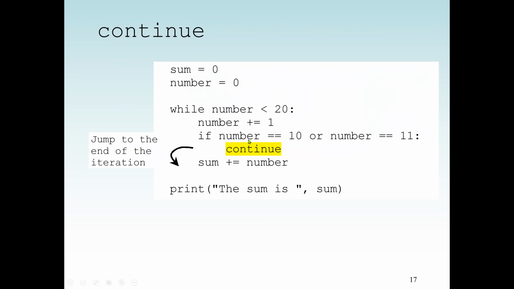So what we are doing here is adding the numbers 0, 1, 2, 3, all the way to 19, while the number is less than 19. But when we reach 10, we skip. We didn't add it. Then when we reach 11, we skip also. Continue. We didn't add it. So that's what we say: jump to the end of the iteration. When the condition is true, it will jump.